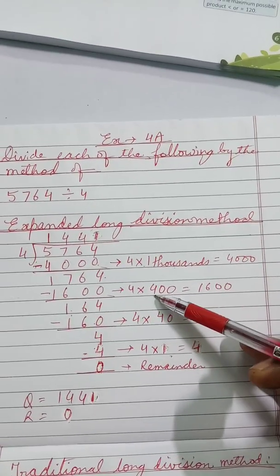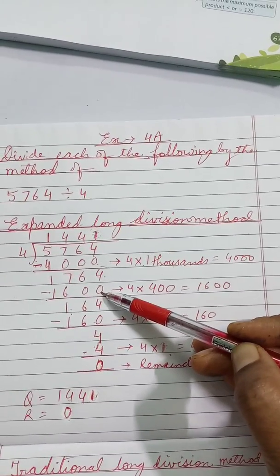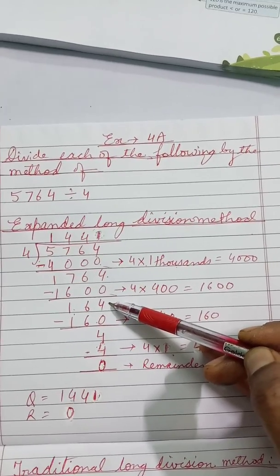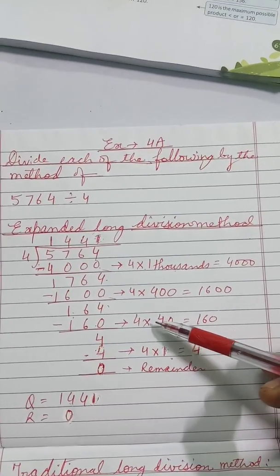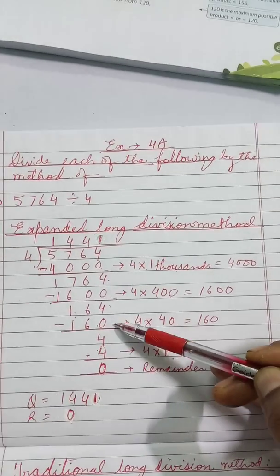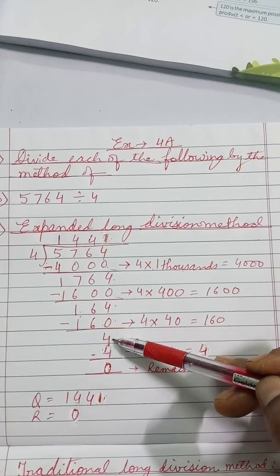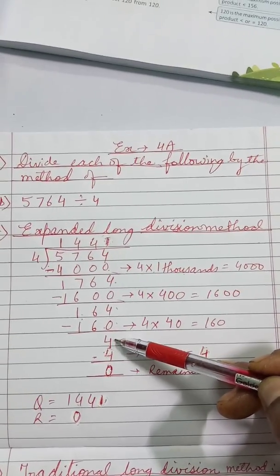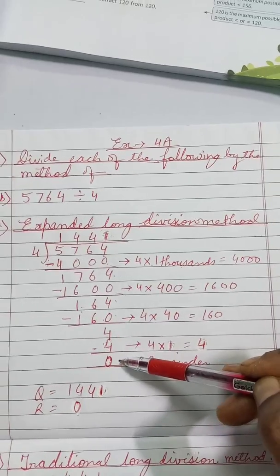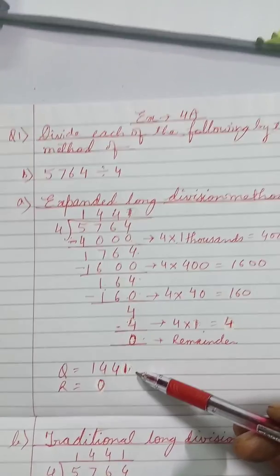Now children, we will apply 400 because 4 4s are 16. So 1600 you apply here. Now you subtract, we are getting 164. Now again children, you will multiply by 40. So 4 4s are 16, that is 160. So you apply here 160. On subtraction, we are getting 4. Now 4 1s are 4. So apply here 1. 4 1s are 4. Remainder is 0. So the quotient is 1441.